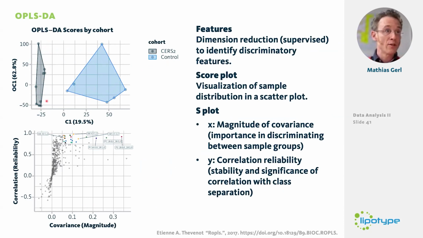And if it works, you have all of the one cohort on one side, and on the other side, you would have the other cohort. And hopefully no overlaps. This is kind of the score plot. And then you would obviously be interested in what makes the difference.